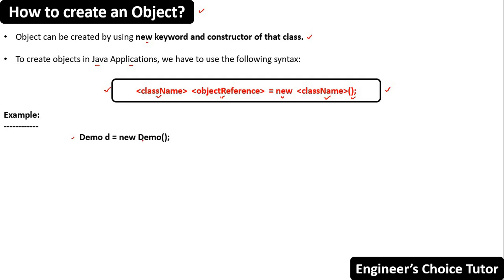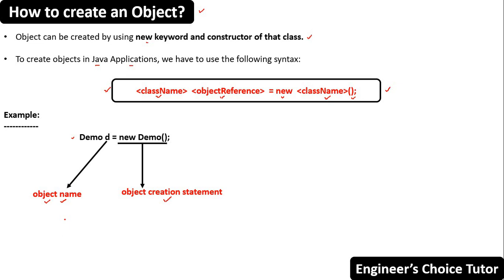Demo d is equal to new Demo parenthesis. Fine. Now, what is d here and what is this statement new Demo parenthesis? See, this d is nothing but an object name, or you can say the object reference variable name. And this new Demo parenthesis is what? Object creation statement. And this is basically the object reference variable which points to the created object.